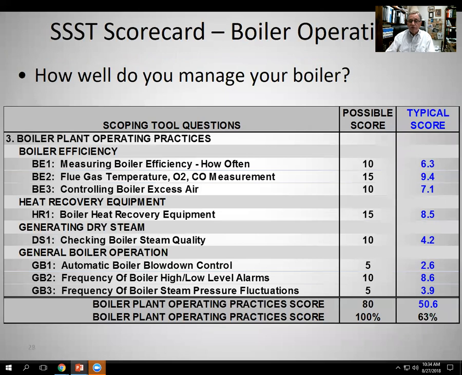Moving on, boiler efficiency. Do you measure it? Do you have online equipment where you continually measure it? Do you do spot checks? How often do you do it? How often do you tune the boiler in order to keep its efficiency under control and at a good level? Heat recovery equipment, generating dry steam. We don't want to put out a bunch of water with the steam. Automatic controls on the boiler, blowdown we'll talk about, alarms, etc.